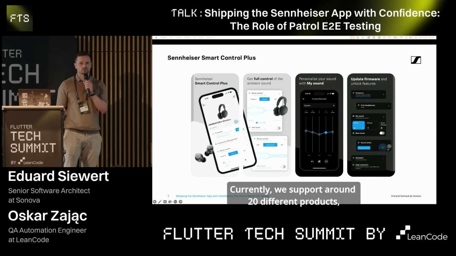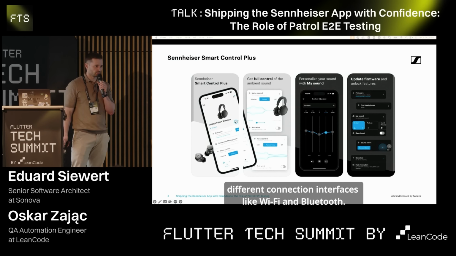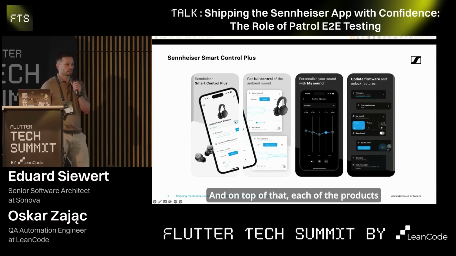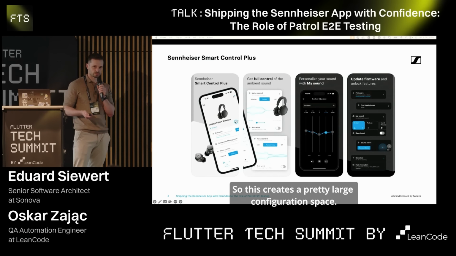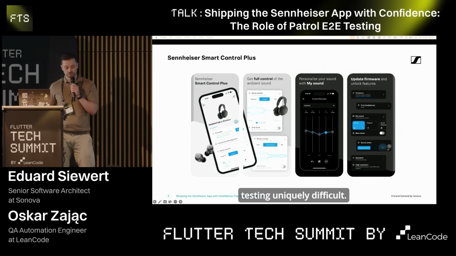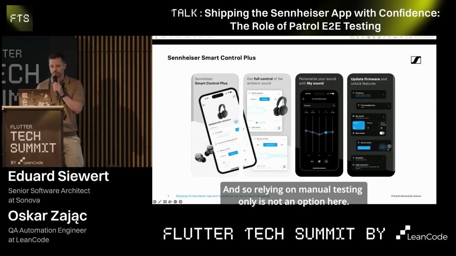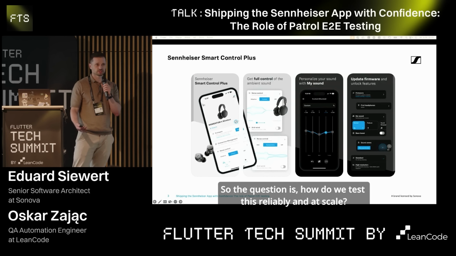Currently, we support around 20 different products, different communication protocols, different connection interfaces like Wi-Fi and Bluetooth. And on top of that, each of the products has different firmware versions with slightly different capabilities. So this creates a pretty large configuration space. And as you can imagine, this makes testing uniquely difficult, so relying on manual testing only is not an option here. So the question is, how do we test this reliably and at scale?